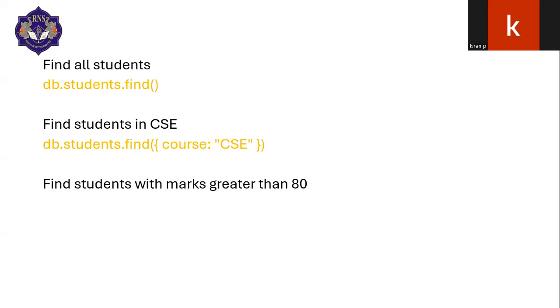Next, I want to retrieve students whose marks are greater than 80. So I'll say db.students.find with marks. You can observe that a dollar sign is a special symbol: $gt represents greater than 80.